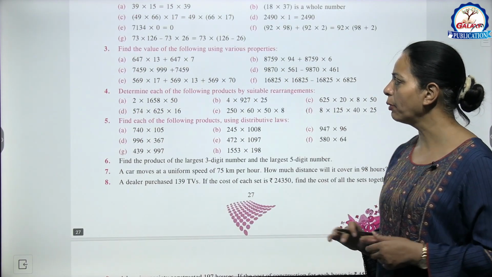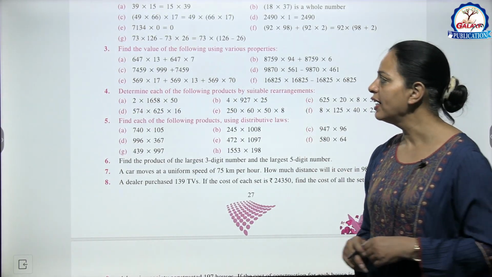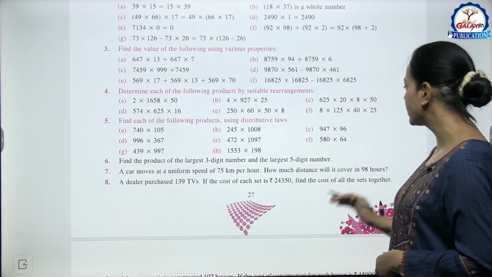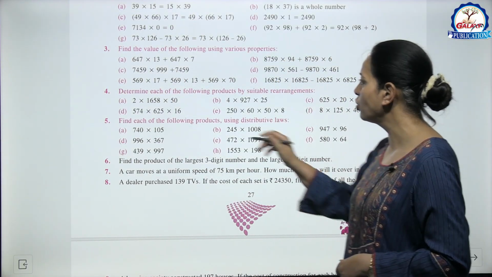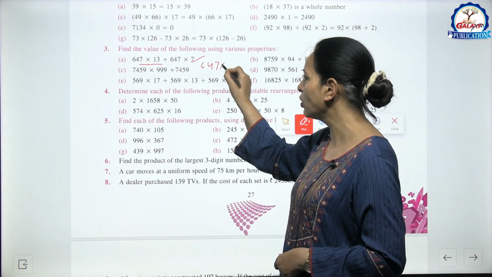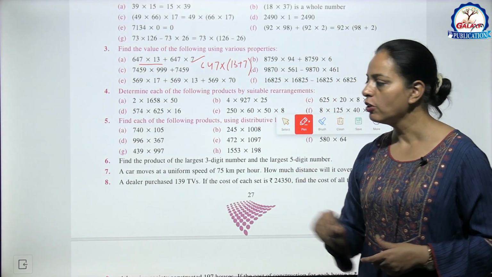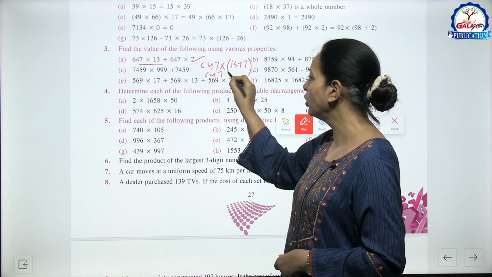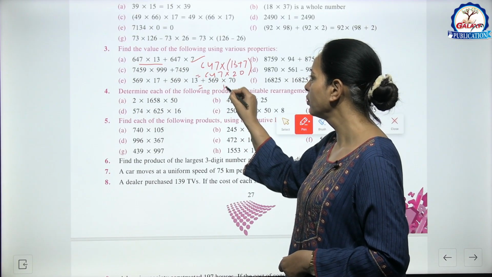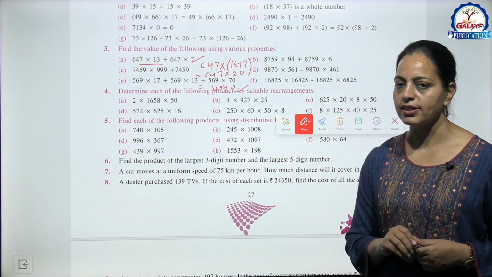Now here question number 3. Find the value of the following using various properties. Like A part, 647 into 13 plus 647 into 7. So what will we do? Distributive law. 647 common, 13 plus 7 in the bracket, so 647 into 20. Multiply it, so this is the answer.